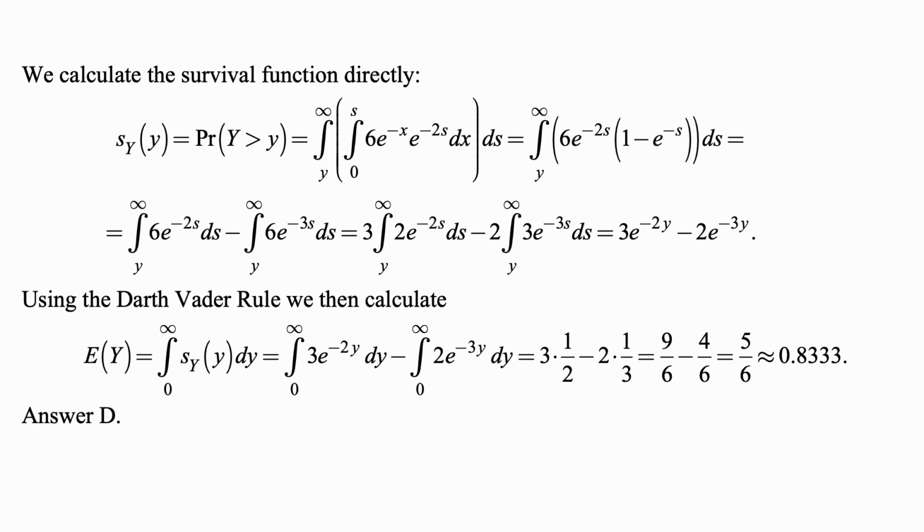And of course, 6 e to the minus s is a constant with respect to x. So it's only the integral of e to the minus x, which is minus e to the minus x, and we evaluate that from 0 to s, and that becomes 1 minus e to the minus s.